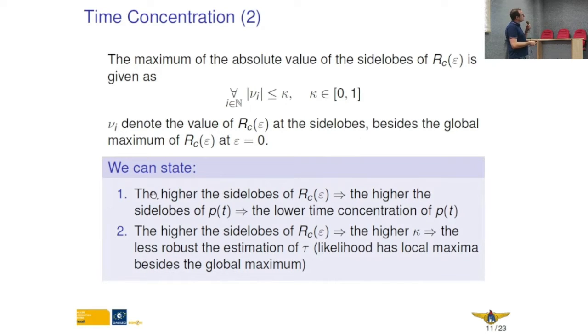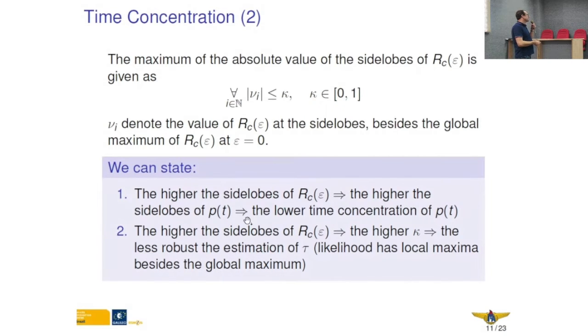And then we can state here that the higher the side lobes of the autocorrelation function, the higher the side lobes of the chip pulse shape. So if we have more side lobes in the chip pulse shape, the side lobes of the autocorrelation function also become higher, and the time concentration is lower, because we have more power outside of the main lobe of the chip pulse shape, and that's why the energy is spread over a longer time interval.